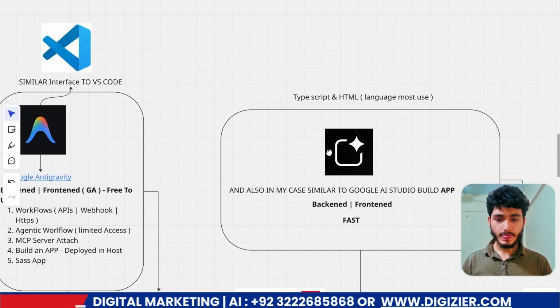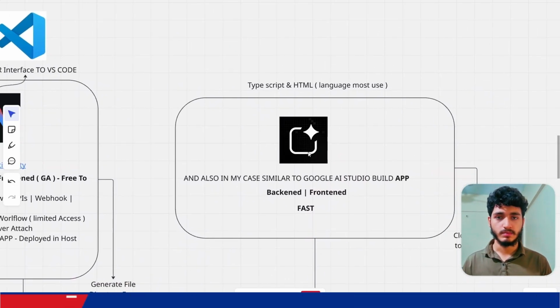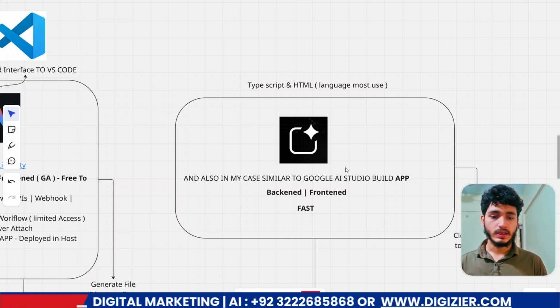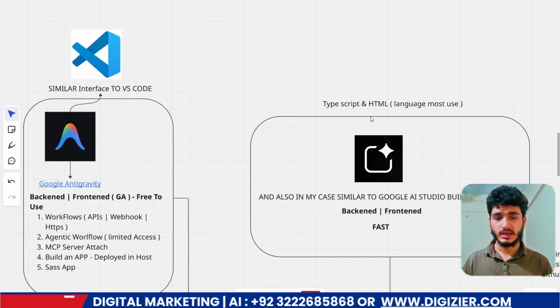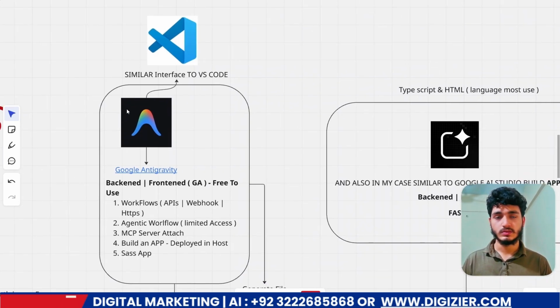Why do I compare Google AI Studio in this video? Because Google AI Studio is a most powerful and fast tool to generate apps. I mostly generate apps in Google AI Studio. First, a comparison of Google AI Studio and Google Antigravity. Google AI Studio in most cases uses TypeScript and HTML, but Google Antigravity in most cases uses HTML, CSS, Java, and many languages.